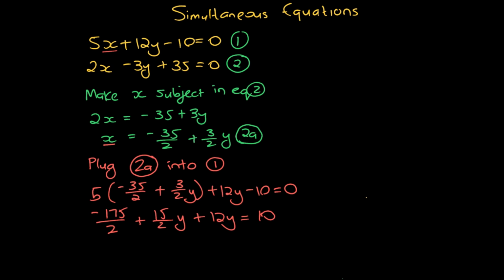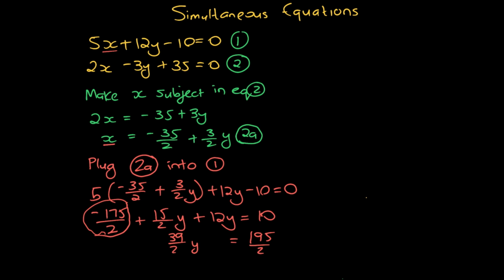I want to keep all the y's on the one side and the numbers on the other side. So I can take over the minus 175 over 2 to the other side. And I can say 10 plus 175 over 2, which gives me 195 over 2 on the right hand side. And on the left hand side, I'm going to say 15 over 2 plus 12, which gives me 39 over 2.